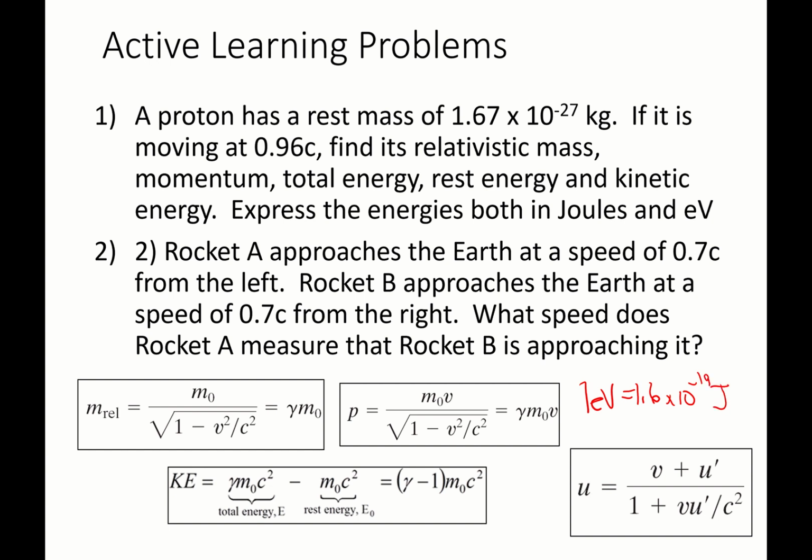And for the second question, we have rocket A approaching the Earth at 0.7 c from the left, and rocket B approaching the Earth at a speed of 0.7 c from the right. We want to know at what speed does rocket A measure rocket B approaching it. So you're going to have to think about which is V, which is U prime, so that you can figure out what U is and make sure you get the signs correct.